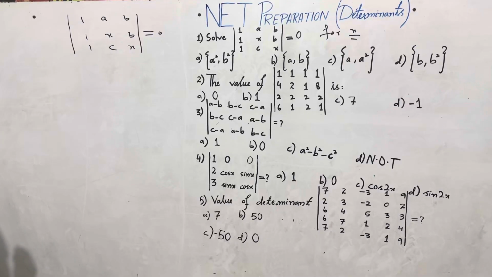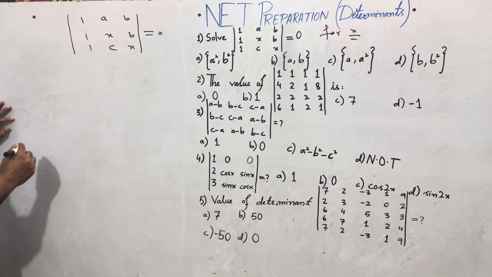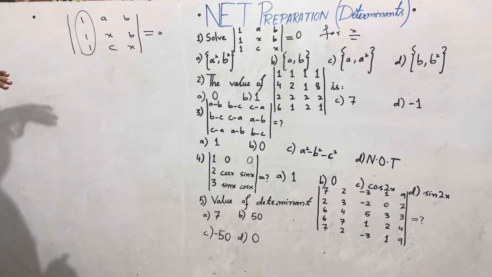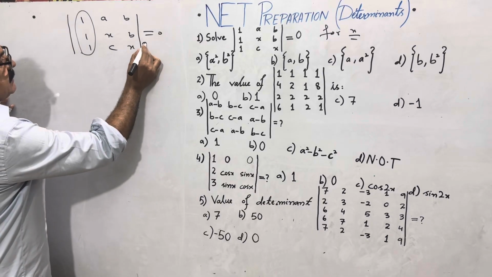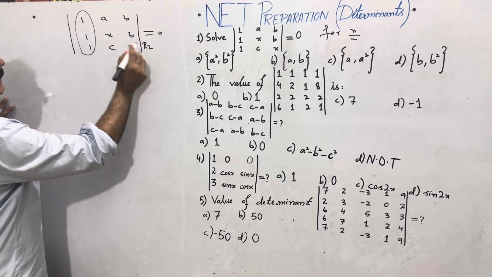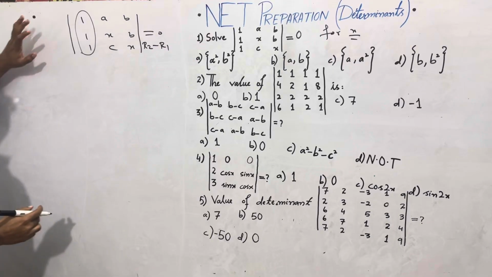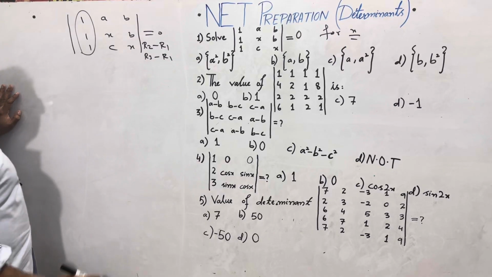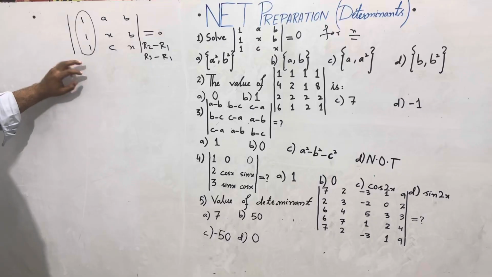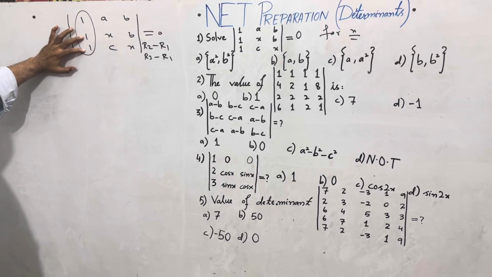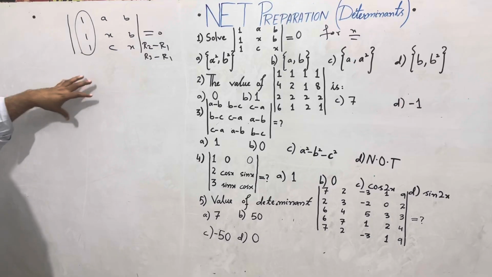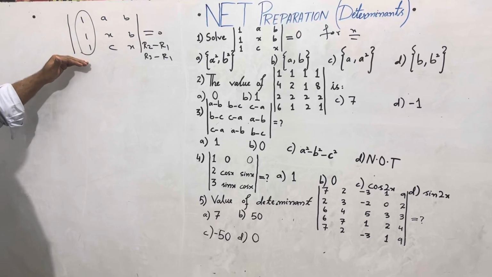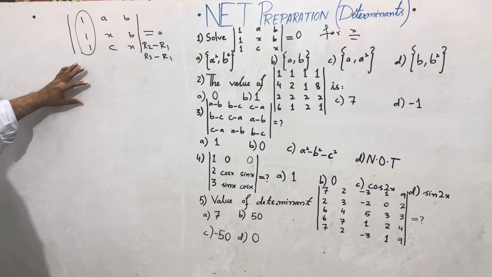First, the orthodox method by using row operation. As column 1 has 1 1 1, subtract row 1 from row 2 as well as row 3. We need 0 here. We are trying to convert this determinant into row echelon form, in which the diagonal is 1 and the lower entries must be 0.